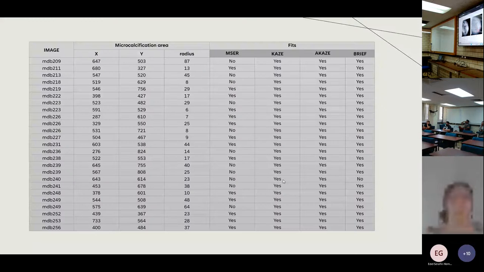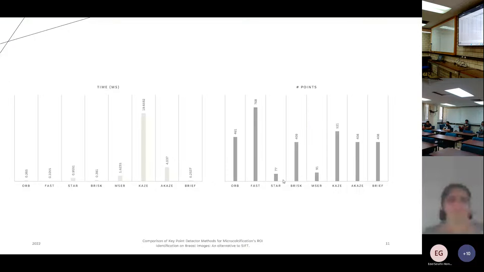On the next two tables, we can observe the analysis of each method. The first four columns refer to the location of the microcalcification on the image. The parameter fits is only a verification of whether the microcalcification area is inside of the previously cut region or not. This was analyzed for each image and each of the selected methods. So this is the first four and the other four. Also, we checked the time of execution and the mean number of points generated for each method, where the fastest was FAST and the fewest points generated was STAR.